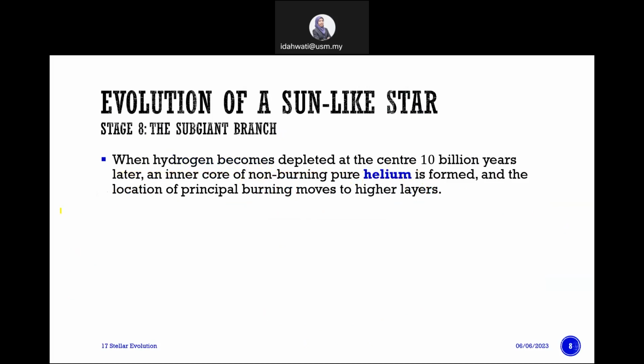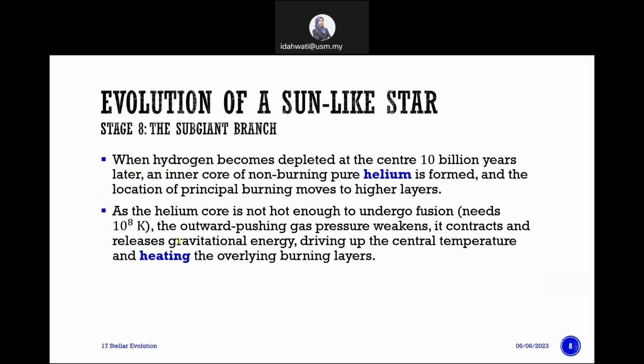So an inner core of non-burning pure helium is formed. So the location of the principal burning moves to the higher layers. As the helium core is not hot enough to undergo fusion, the outward pushing gas pressure will be weak, and it contracts and releases gravitational energy, driving up the center temperature and heating the overlying burning layers. So this is known as the hydrogen shell burning stage.